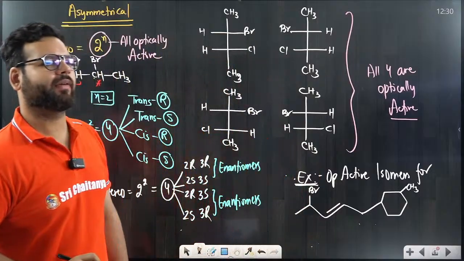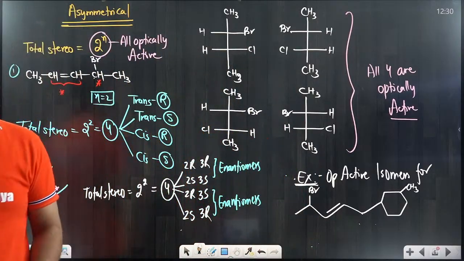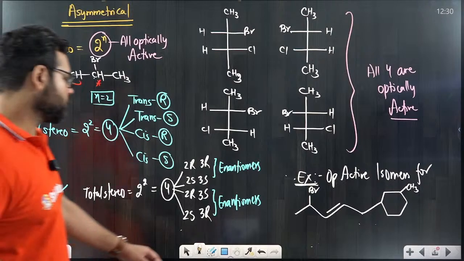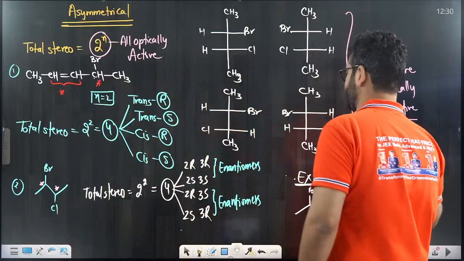How many optically active isomers are there for this compound? I'll give 3 minutes for you to solve. You can tell me how many optical isomers are present for this compound. And for glucose also I'm asking. Tell me for glucose also.